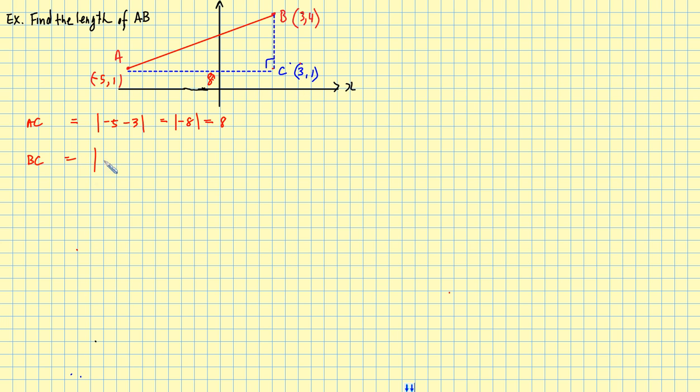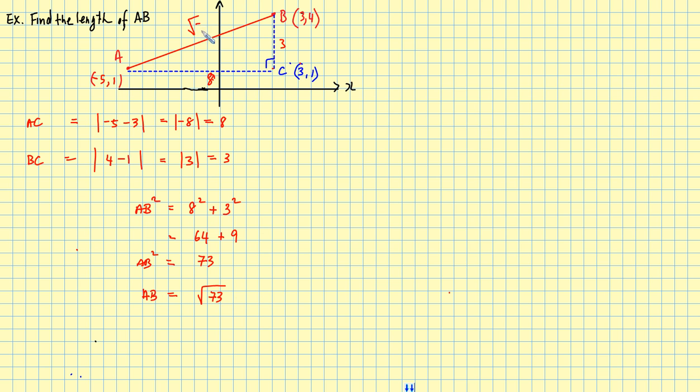So my y values are going from 4 minus 1, which equals the absolute value of 3, so I know that my distance is 3 vertically. Now, because I have a 90-degree triangle, I'm going to use the Pythagorean theorem. My AB squared is going to equal 8 squared plus 3 squared, which gives me 64 plus 9, which gives me 73. AB squared equals 73, and therefore AB is going to equal the square root of 73.